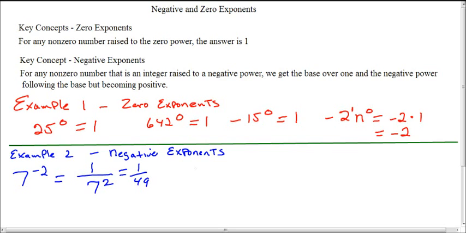Let's go with negative 16 raised to the negative 4th power. We're going to take the reciprocal of negative 16. We didn't say we're going to change the negative 16 at all. So the reciprocal is 1 over negative 16, and our negative 4 exponent becomes a positive 4 exponent. So our answer is simply 1 over negative 16 to the 4th power.